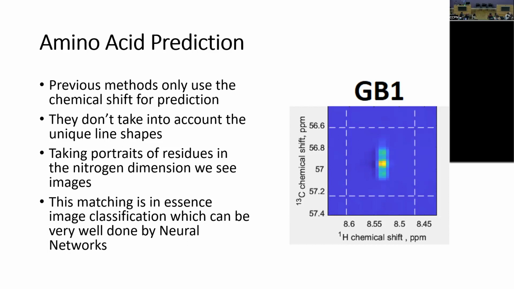And so our idea was to train a neural network which, given an image of a signal from an HNCA spectrum, could give a probability on assignment for each amino acid type. And these images would also be supplemented with the chemical shifts. So now the neural network would give a prediction not just from the chemical shifts, but also from these images of the signals from the experimentally measured HNCA spectra.